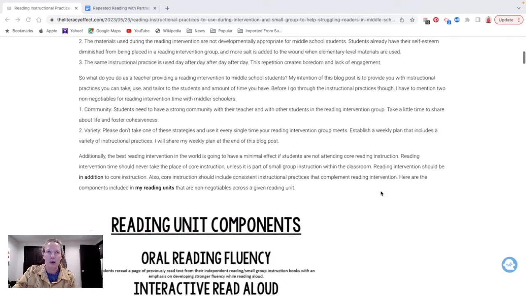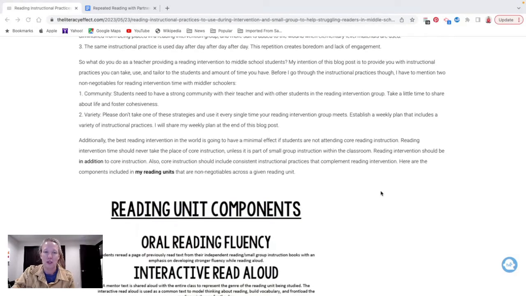Before I share these instructional strategies, I want to point out two very important things when you're starting a reading intervention group with middle school students. The first one is community, taking the time to get to know them, to make them trust you and feel safe in their group of students, and to have that connection with each other. The second thing is the variety I mentioned above, where you're using a variety of instructional practices across a given week.